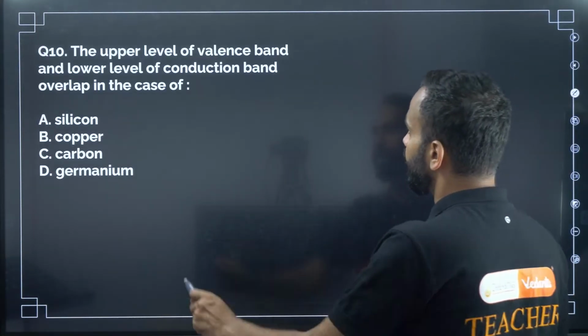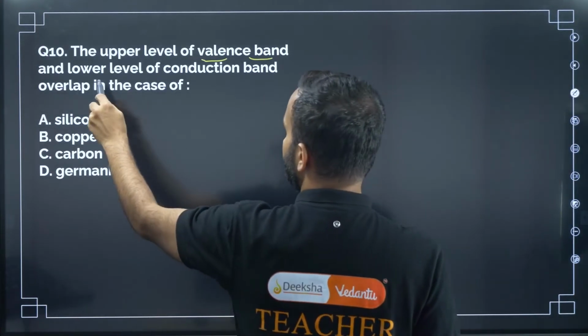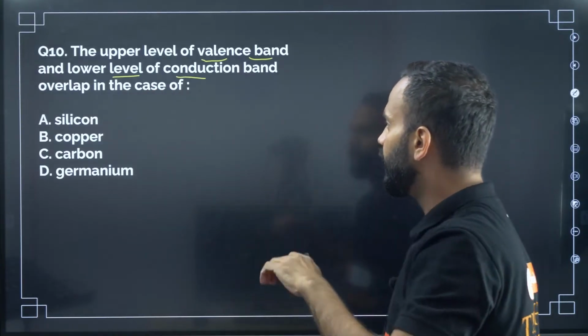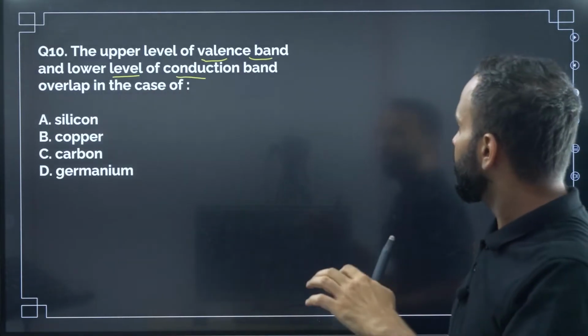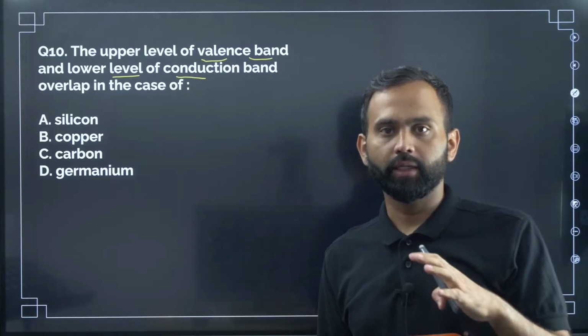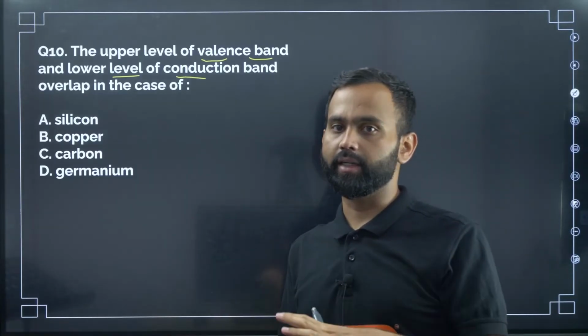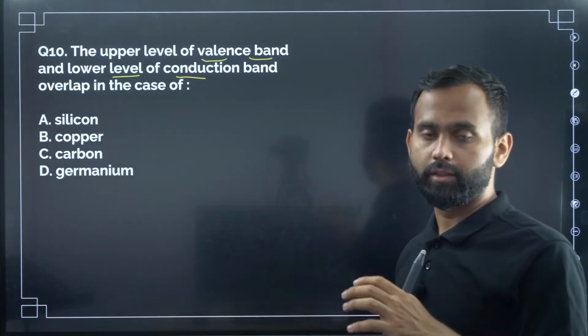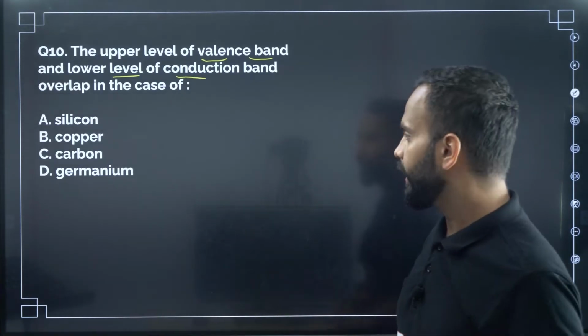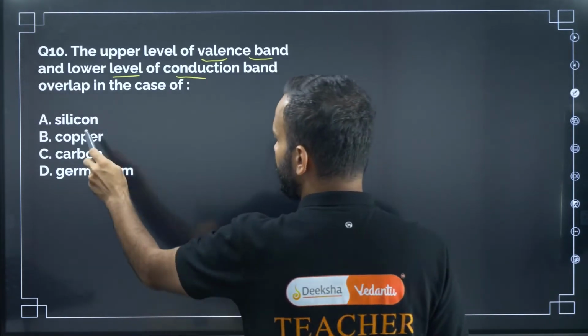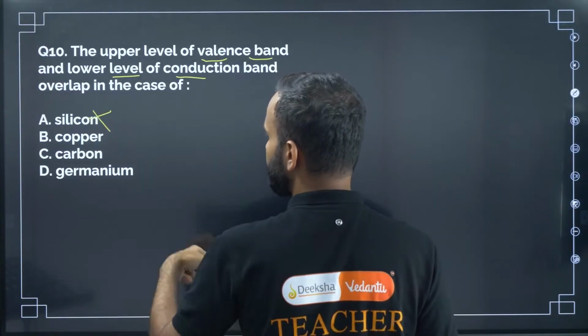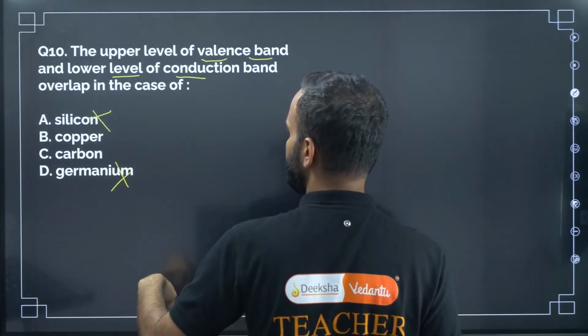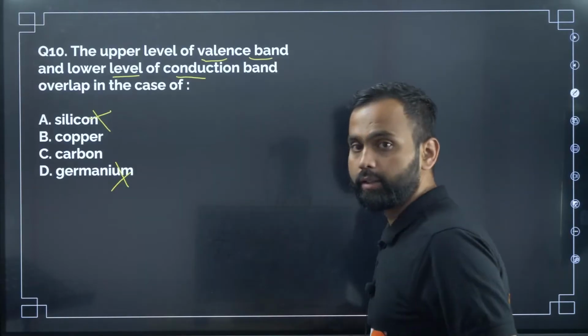Question number 10. The upper level of valency band and lower level of conduction band overlap in the case of, the upper level of the valency band and lower level of the conduction band overlap in the conductor. In semiconductors and insulators it does not overlap. So silicon is a semiconductor, germanium is a semiconductor, carbon is an insulator.